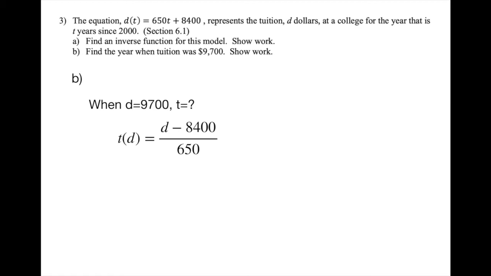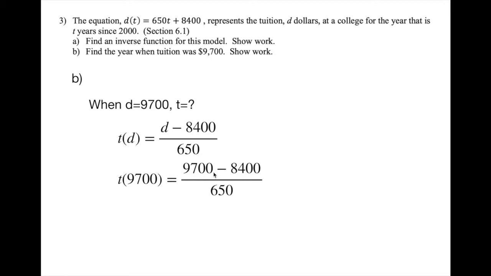For the second part, when the tuition was $9,700, what is the year? That means when D equals 9700, what is your T? You can put that into your inverse function. So T of 9700, you just plug in D equal to 9700 into your function.